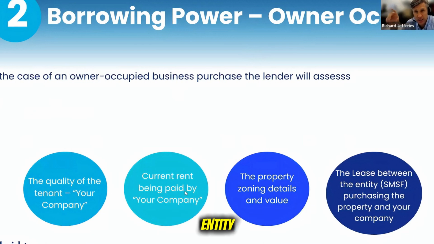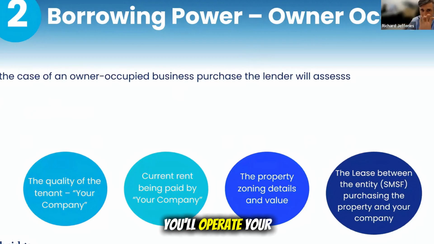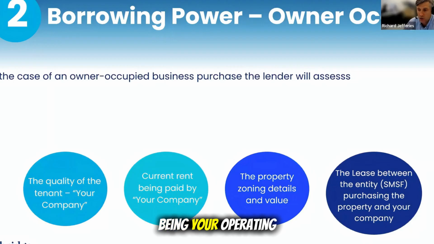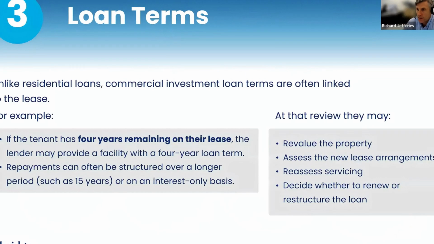Usually you'll operate your company in one entity and purchase a property in another. I want to see the zoning details and the details of the property, and a copy of the lease between the purchasing entity, which quite often is an SMSF, not always, but it's a pretty common structure, and the lessee being your operating business.